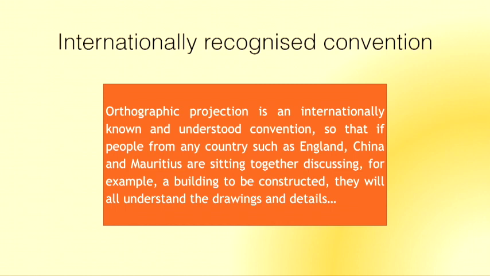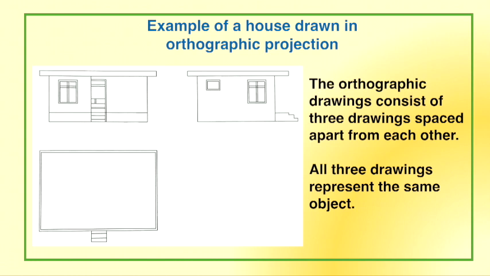It is good to know that before building a house, you need to have a building permit, for which you need to submit details of the house, which are in fact drawings in orthographic projection. This is an example of a house drawn in orthographic projection. The orthographic drawings consist of 3 drawings spaced apart from each other. All these drawings represent the same object.